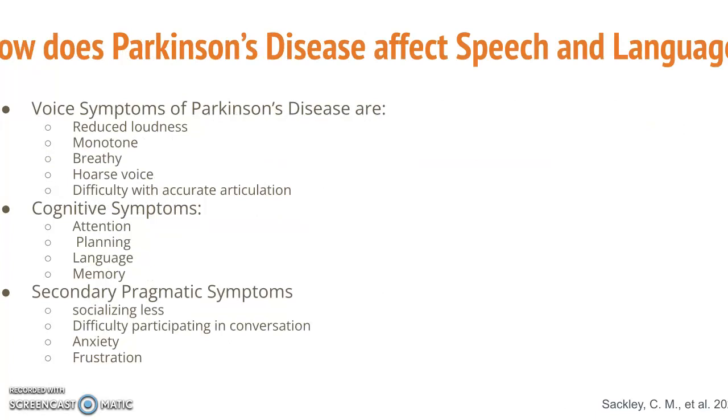How does Parkinson's disease affect speech and language? Some ways that it affects speech specifically are that it causes a reduced loudness, a monotone voice, a breathy voice, a hoarse voice, and sometimes, in many occurrences, it causes difficulty with accurate articulation, therefore a lot of distorted sounds, due to, typically, the significant increase in rate of speech that these patients have.